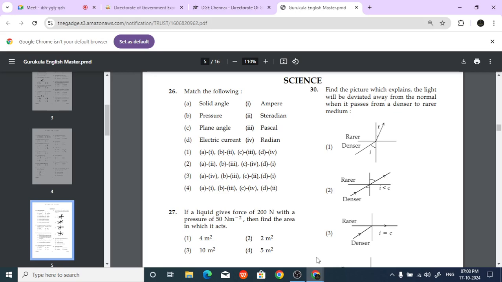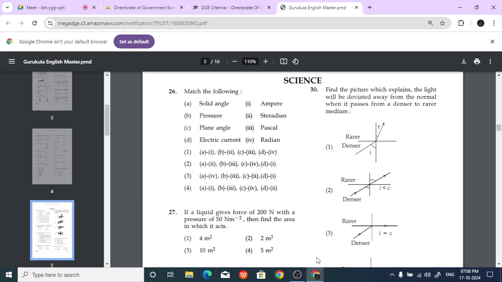Force divided by area will give you pressure. F by A will give you pressure. Here, F is given, P is also given. You have to find A. F by P will give you A. What is the answer? F is force, P is pressure. F by P will give you area. Pressure is nothing but force in a unit area.